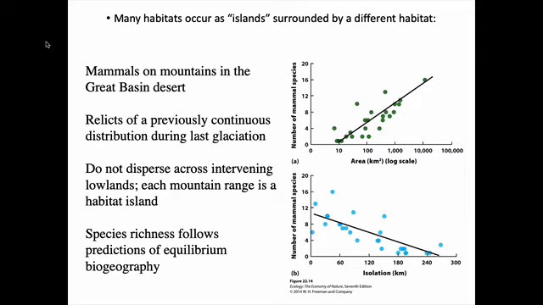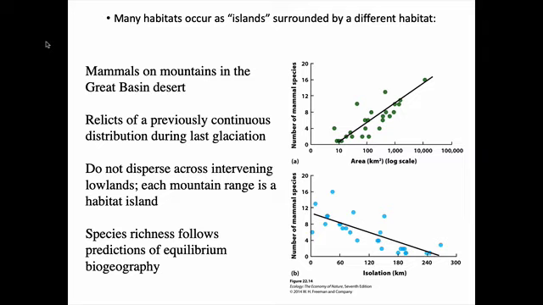Okay. Interestingly, birds follow the same pattern, but because they disperse better, bird communities are more similar across the Great Basin. The line here in terms of area is shallower, and the line here is also shallower, and it's kind of up here.